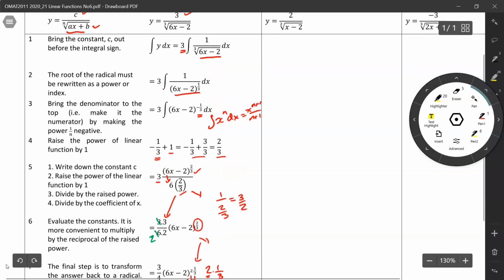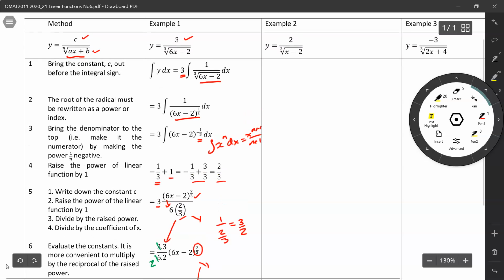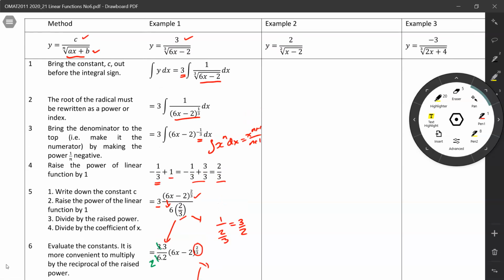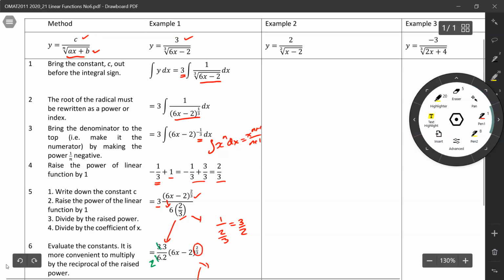we can come here and apply it to this question. y is equal to 2 divided by the square root of x minus 2. Now I have put in the square root here, but normally you don't put in the value of 2 if it's a square root.